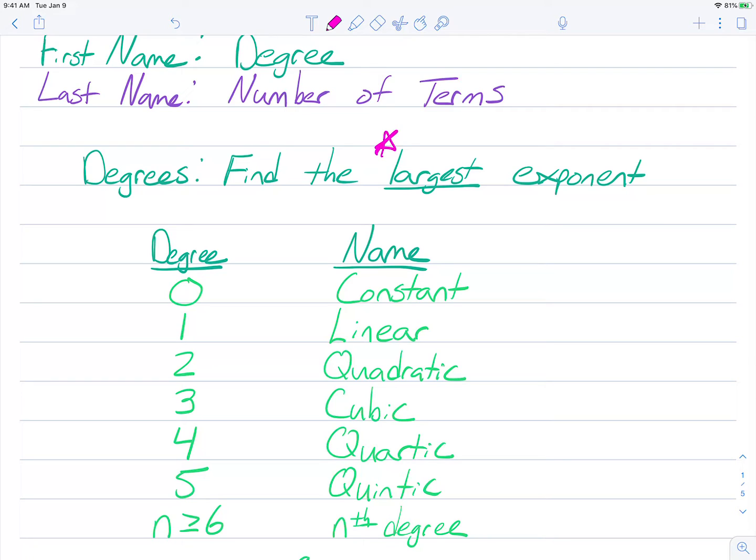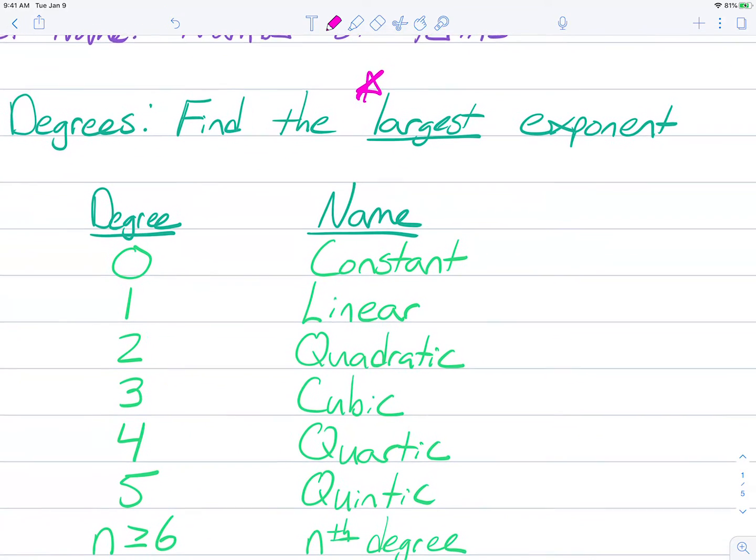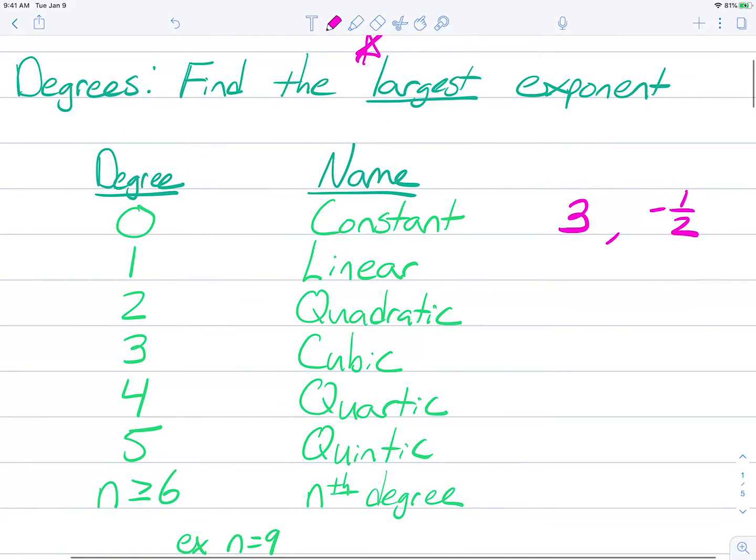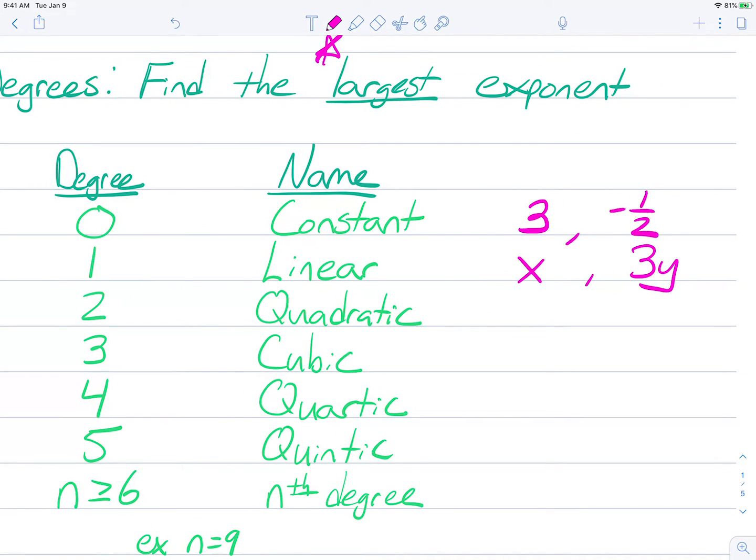If the degree is 0, it's called a constant. If it has a degree of 0, it means that there's no variable. It's something like the number 3 or a -1/2. There is no variable at all. If it has a degree of 1, that means it's linear. Remember, if something doesn't have an exponent, that means it's a 1. So if you just have an x, or something like 3y, those both have an exponent of just a 1.